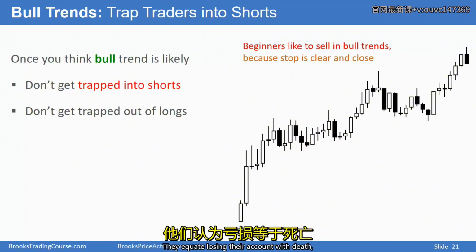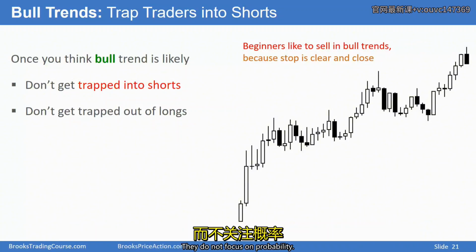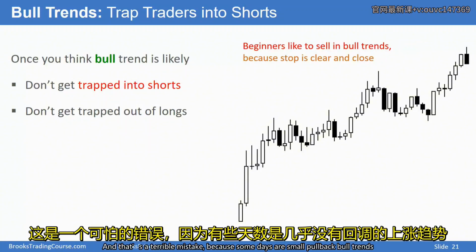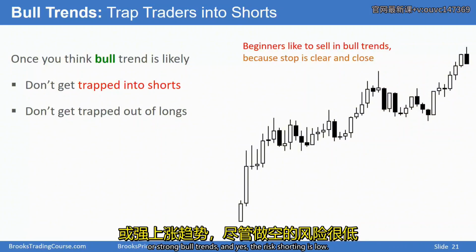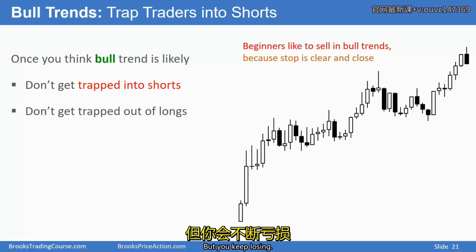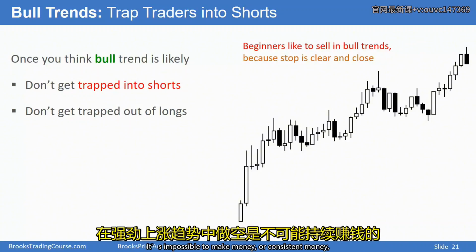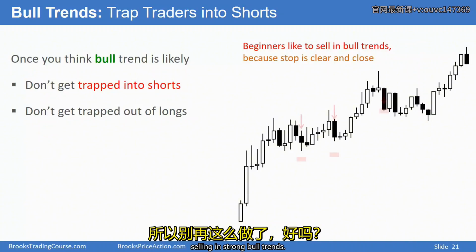They equate losing their account with death, the death of their dream as a trader. And so all they focus on is risk. They do not focus on probability. And that's a terrible mistake because some days are small pullback bull trends or strong bull trends. And yes, the risk shorting is low, small. So you sell below this bar and you're not risking much, but you keep losing. Yes, the risk is low, but the probability is extremely low. It's impossible to make money or consistent money selling in strong bull trends.